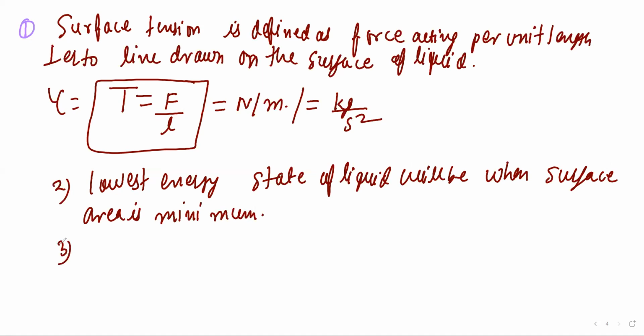A spherical shape satisfies this condition. That is why mercury drops are spherical in shape. When the lowest energy is minimum, they are in the spherical shape, right? So a spherical surface has less surface tension.